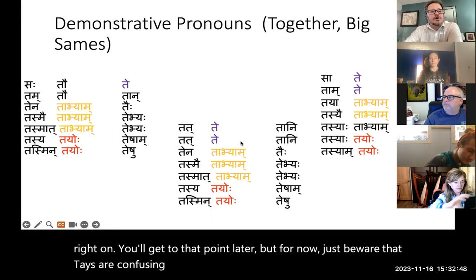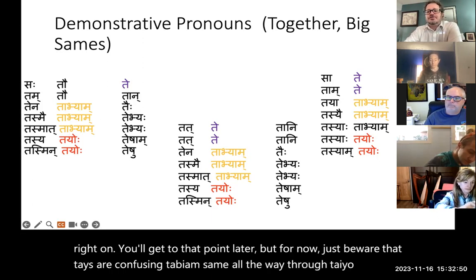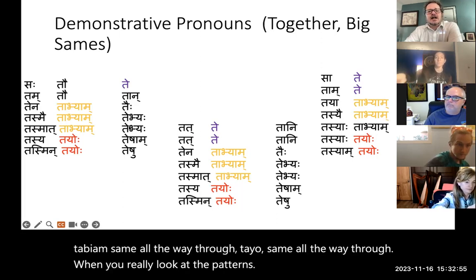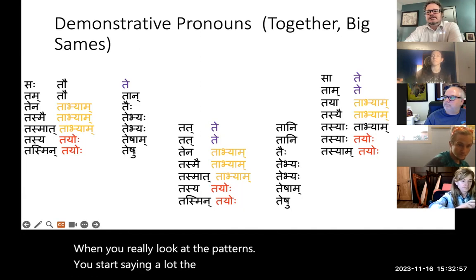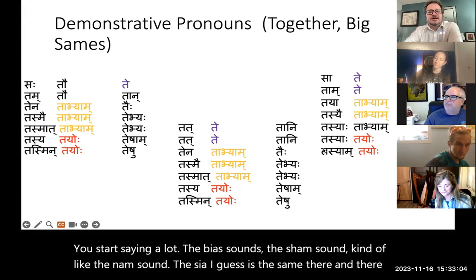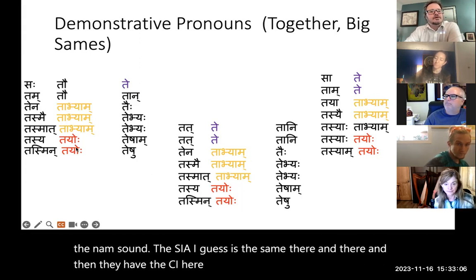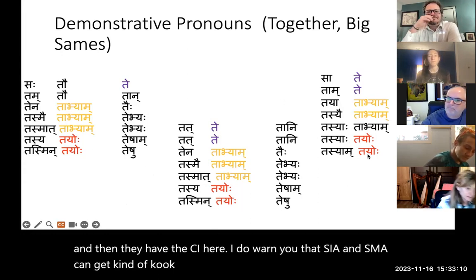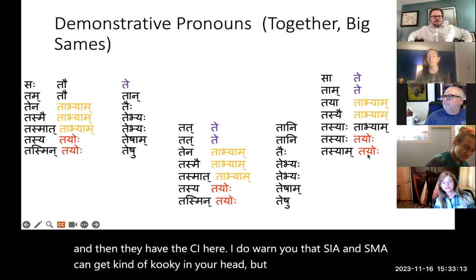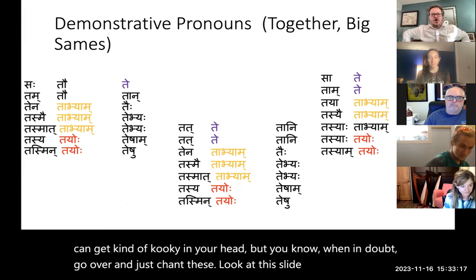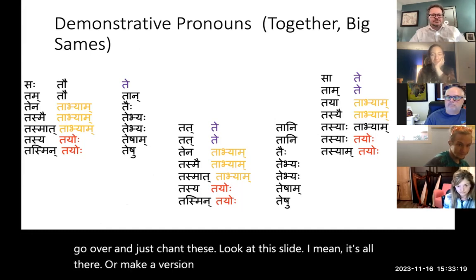Tasmin, same all the way through. Tayo, same all the way through. When you really look at the patterns, you start seeing a lot of the bhyam sounds, the sham sound, kind of like the nam sound. The sya, I guess, is the same there, and then you have the sya here. I do warn you that sya and smai can get kind of kooky in your head, but when in doubt, go over and just chant these. Look at this slide. It's all there, or make a version of this slide for yourself.